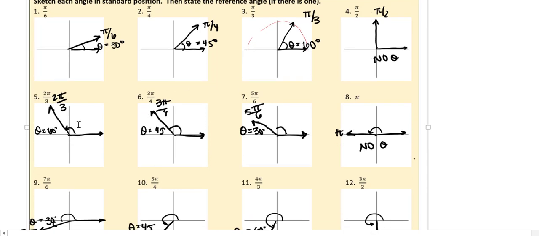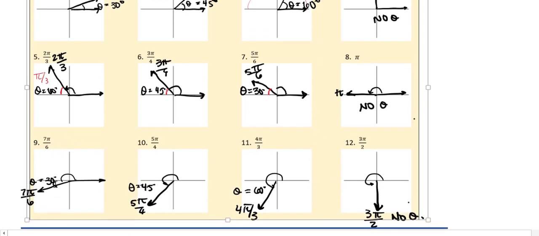2 pi over 3, 2/3 of the way. My reference angle is going to be 60 degrees because to get to that x-axis, I would need pi over 3 more, and I know that 1/3 of that entire distance is going to be 60 degrees. 3 pi over 4, we know that that's 3/4 of the way, so our reference angle is 45. 5 pi over 6, our reference angle is 30. 5/6 of the way, right? We only have 1/6 to go.